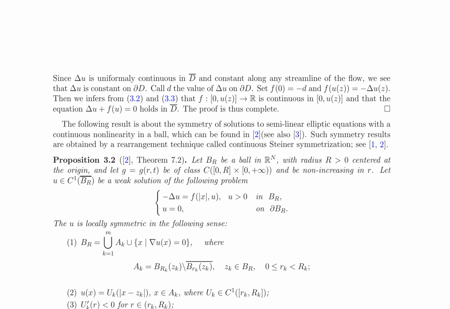in a ball. This result, adapted from [2], provides insight into the structure of solutions, revealing that they are locally symmetric, radially symmetric, and radially decreasing in annuli, and flat elsewhere in the ball. It also highlights the properties of the sets A_C, which are pairwise disjoint and may be finite or infinite in number.